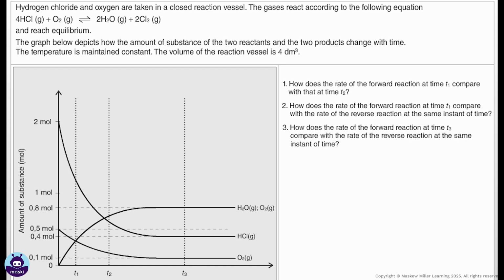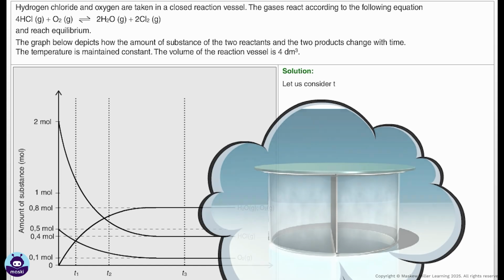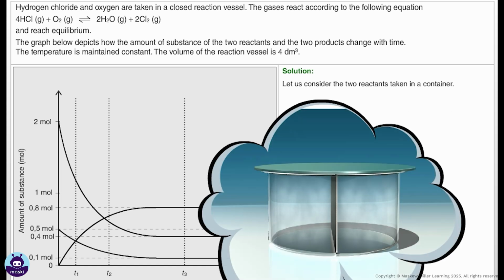How does the rate of the forward reaction at time t3 compare with the rate of the reverse reaction at the same instant of time? Is the equilibrium constant, Kc, for this reaction more than or less than 1? Give reasons. Solution. Let us consider the two reactants taken in a container.